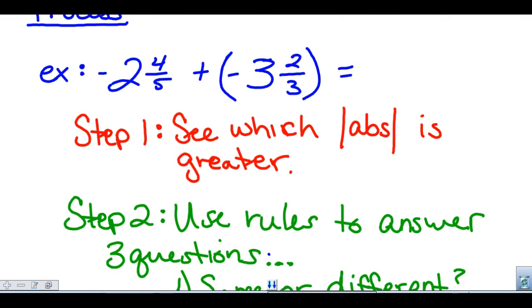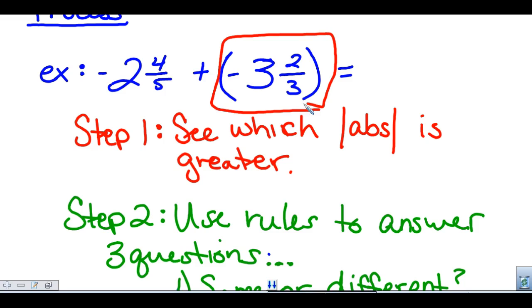If I have negative 2 4/5 and I'm adding a negative 3 2/3, step 1 always remains the same. Which one has the greatest absolute value? First, we need to determine that. Well, you don't have to look very far with these. Just look at the whole number, and we can easily see that the greatest absolute value here is the negative 3 2/3. That's going to come in handy.